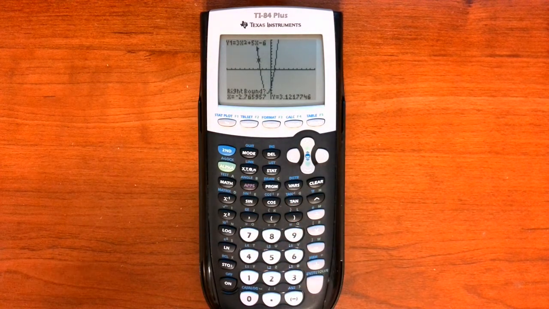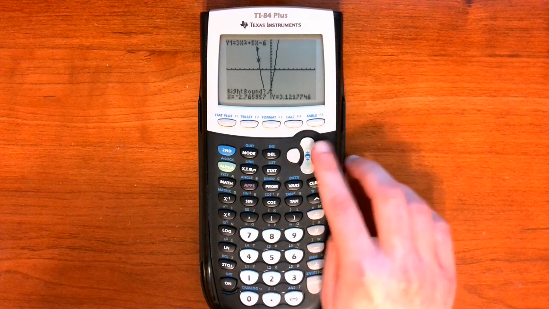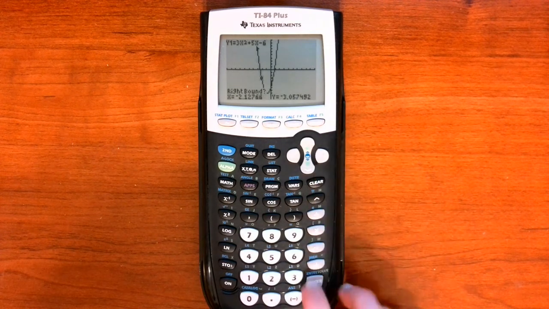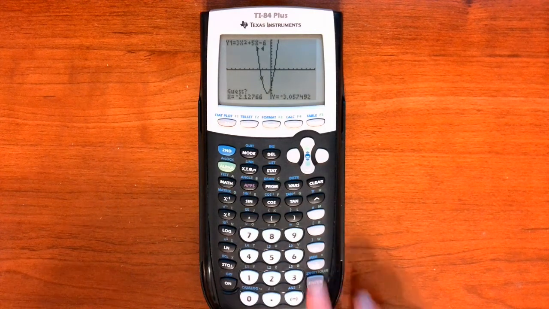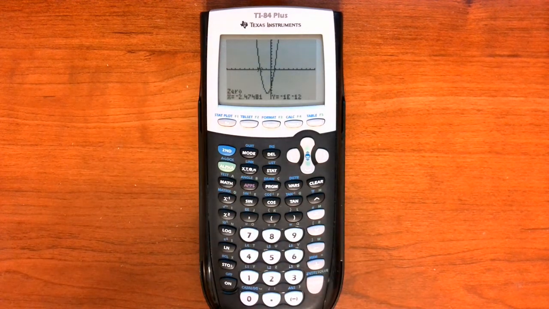It asks you for the right bound. So move the pointer right of the zero that you want to find, and press enter. It asks for a guess, but you can just press enter instead of guessing where the zero is. And then it gives you the approximate x value for the zero. Now I should point out that some of the latter digits of the x value may or may not be accurate based on calculator error. Also note that the y value shown isn't exactly 0. This is due to calculator error.